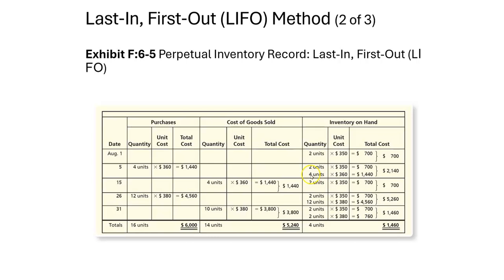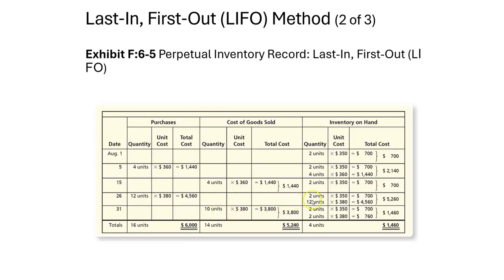So now I can sell 4 units because I have 4 units at $360. So I sold 4 units at $360 for a total of $1440, which leaves me the 2 units that I had previously at the beginning for $350 for $700. Then I purchased 12 more units at $380. So every time we make a purchase, I bring down the old units, 2 units at $350 at $700. And we have 12 units, the newest units, at $380 for a total of $4,560. We make a sale of 10 units.